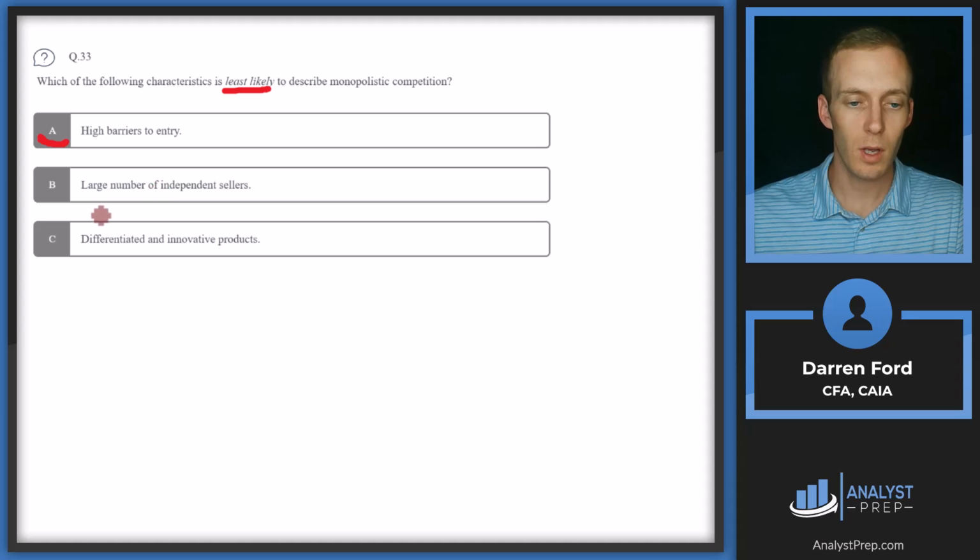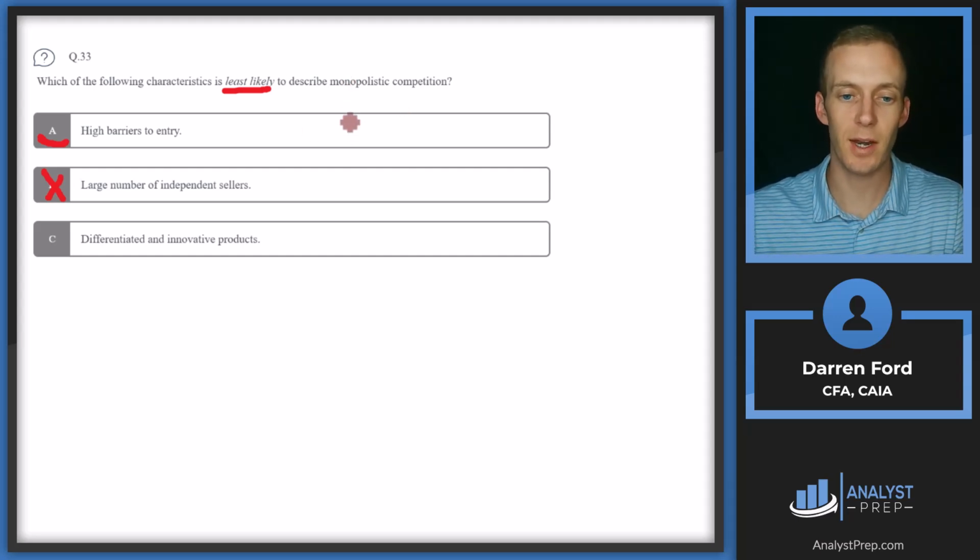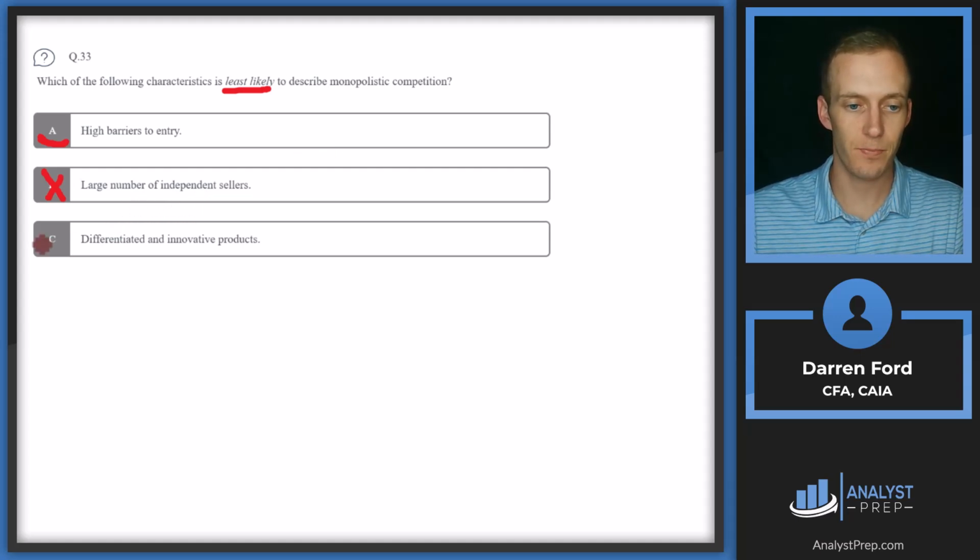and C. B, large number of independent sellers. We can rule that out since that does sound like it's part of monopolistic competition. It's a very fragmented market and there's a lot of slightly differentiated or niche products. So a lot of different sellers. And then C, differentiated and innovative products. We can rule that out since that's the key feature really of monopolistic competition. So we'll stick with A, high barriers to entry, since the barriers to entry will more likely be low.